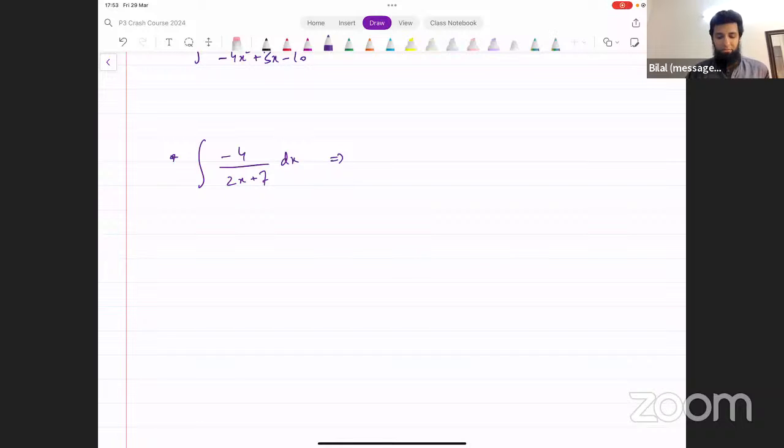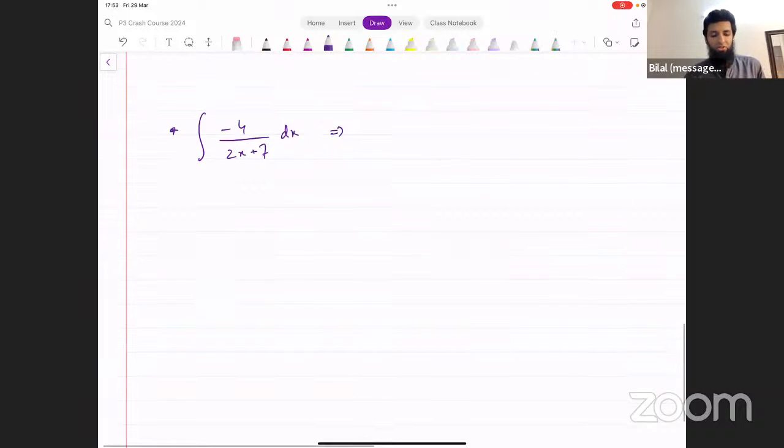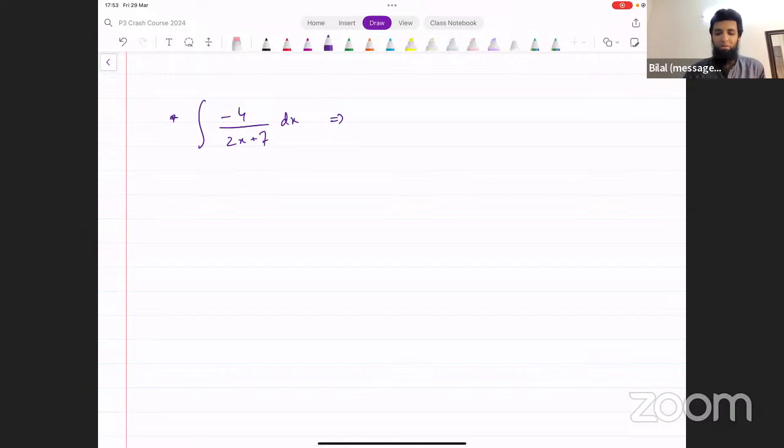Now, what about this? Does this satisfy that condition? Is the numerator the derivative of the denominator? What's the derivative of the denominator? The derivative of the denominator is 2. The derivative of 2x plus 7 is 2. You don't have 2 in the numerator. You have minus 4 instead. But can you have 2 in the numerator somehow?